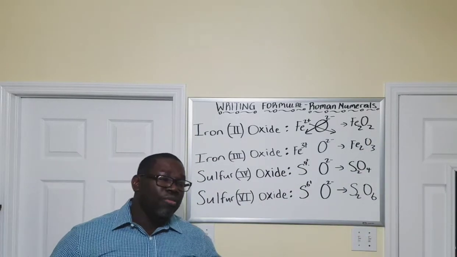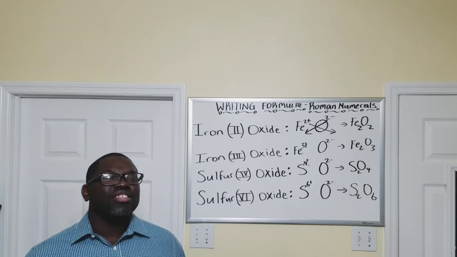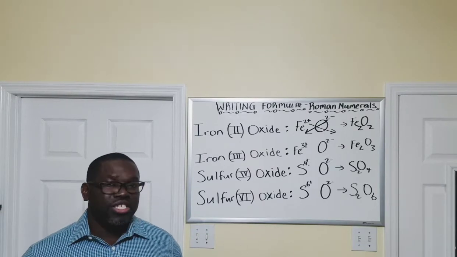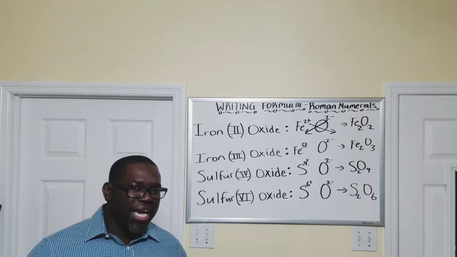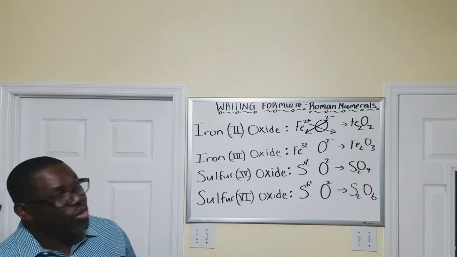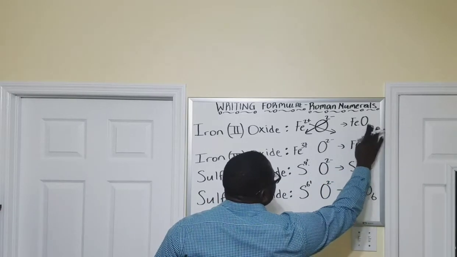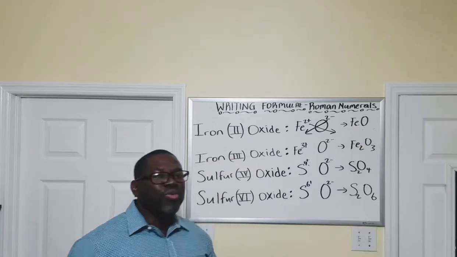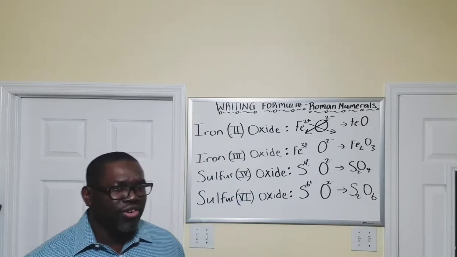Fe2O2. Now, because the 2 and the 2 are equal, they can cancel out each other, because it's a positive 2 and a negative 2. So plus 2 minus 2 is equal to 0. So we can just get rid of those 2 numbers. And when we do that, we end up with FeO, which I think is Spanish for ugly.